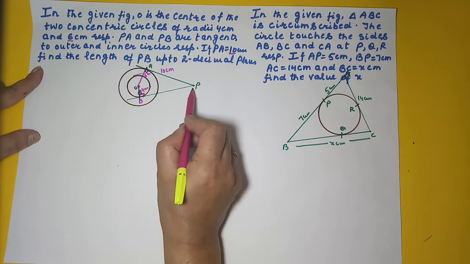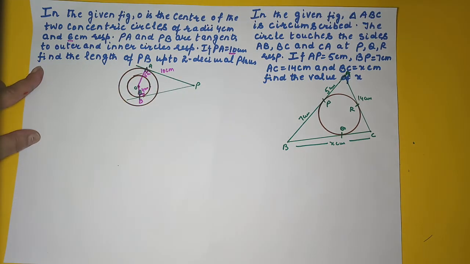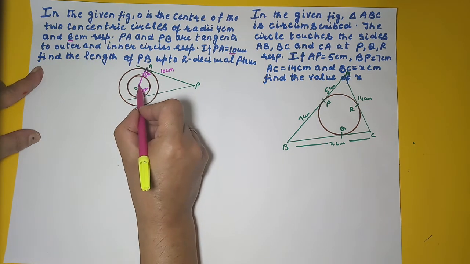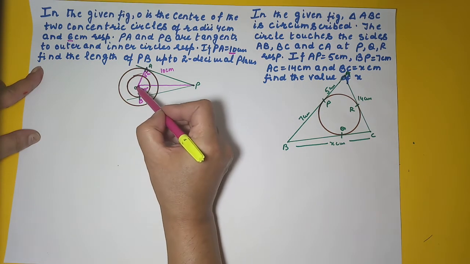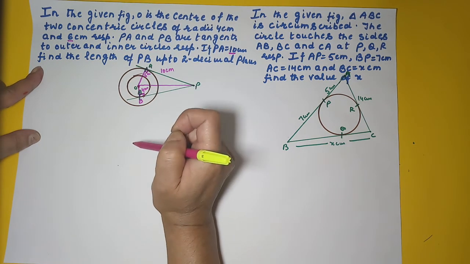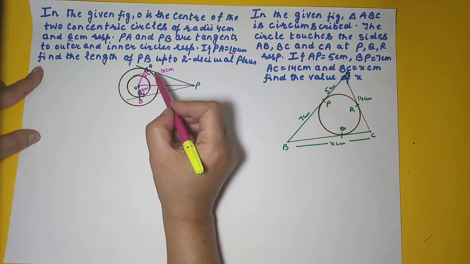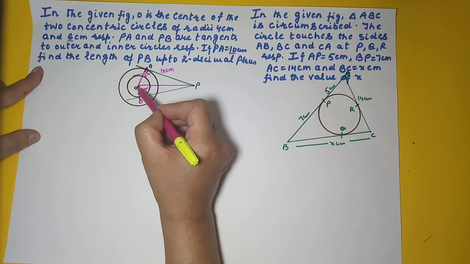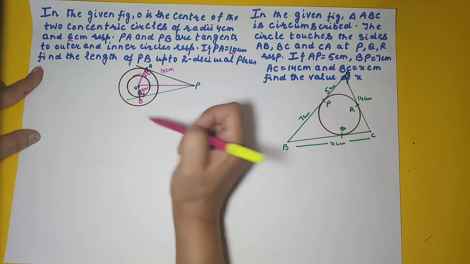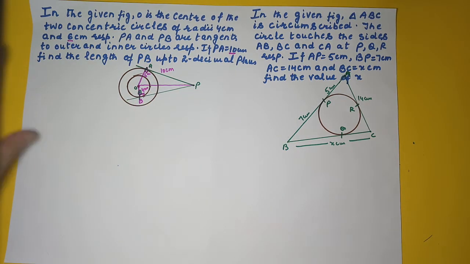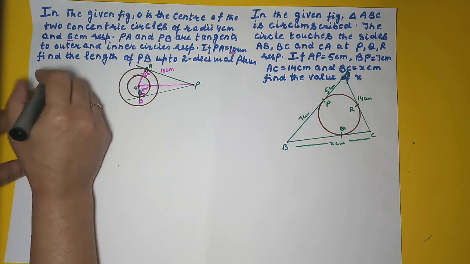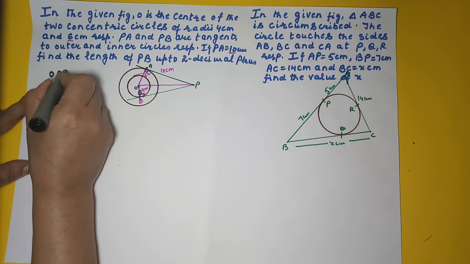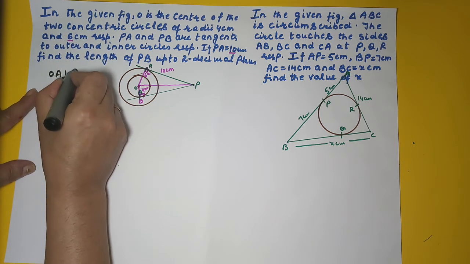This length we have to calculate up to 2 decimal places. Right? So what should we do now here? If we join this line OP, what will we get? We will get triangle OAP as right angle triangle. In this triangle, AO is 6 centimeters because radius of the bigger circle is 6 centimeters, right? So let's write it. So we have OA perpendicular to PA.